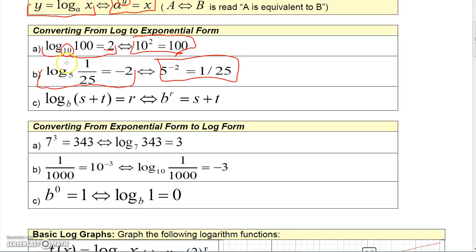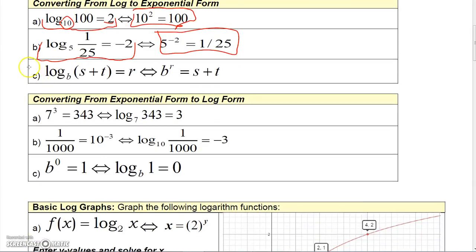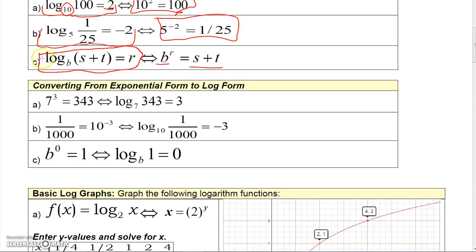The first two there make sense once you see them in exponential form. The next one is more of an expression. It says the log of s plus t base b equals r. If I wanted to write that in exponential form, I would take the base b, raise it to what the log equals, r, and then it would equal the argument, which is s plus t. So that's how you convert from log to exponential form.